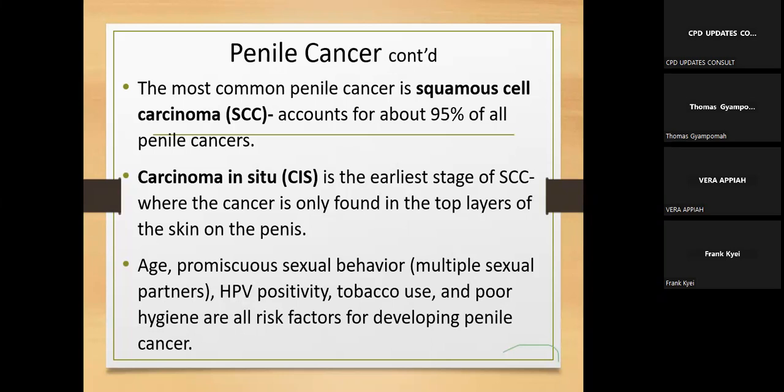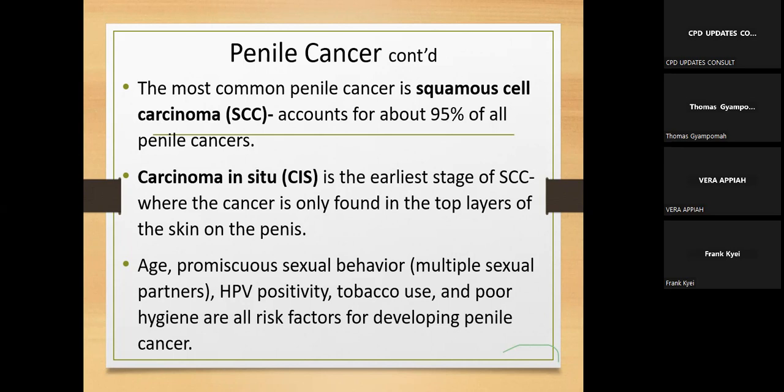So we also have the age, promiscuous sexual behavior. Of course, that will be multiple sexual partners. HPV is human papillomavirus. If you are positive for human papillomavirus, tobacco use, poor hygiene, these are all risk factors for developing penile cancers. So that's why we said that people who are uncircumcised, when we talk about poor hygiene, we're talking about the health of the penis.